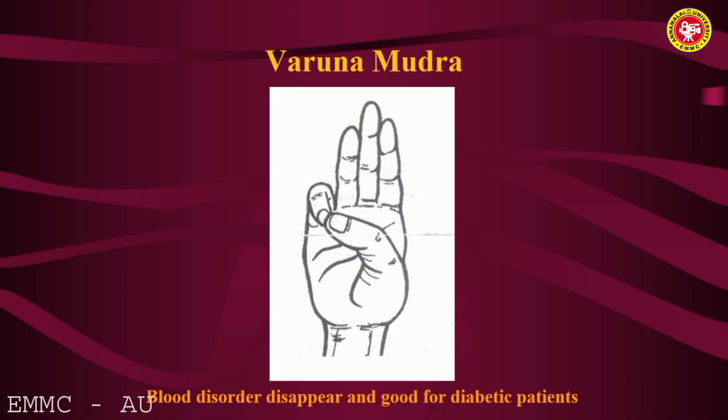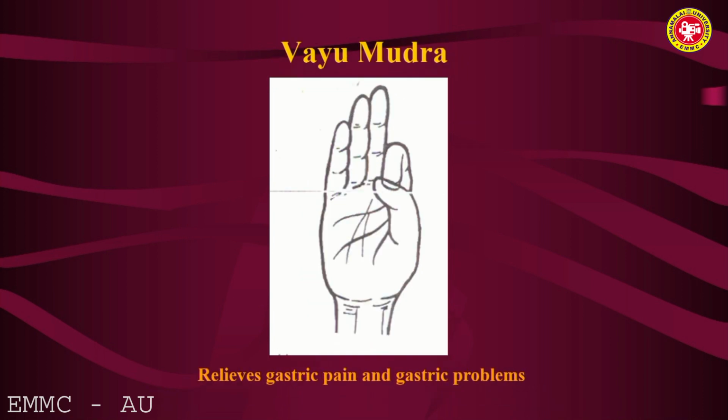For joining the water and fire elements, the front tips of the little finger and the thumb are joined to make Varuna mudra. Adopting this mudra is good for diabetic patients and for blood disorders. Known diabetic patients of 10 or 15 years automatically develop neuropathy and blood disorder problems, which we have to prevent by adopting this mudra.